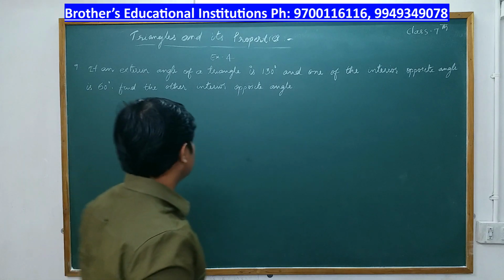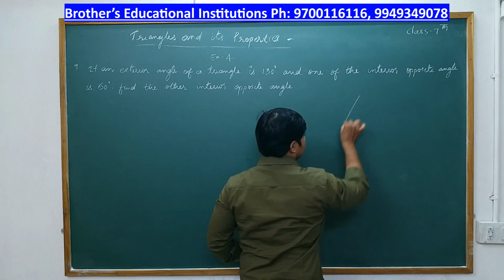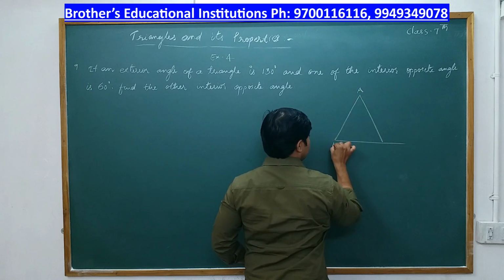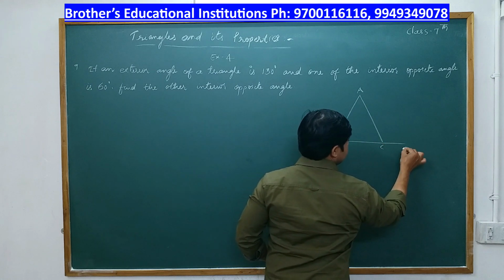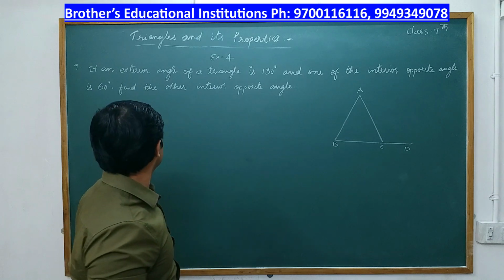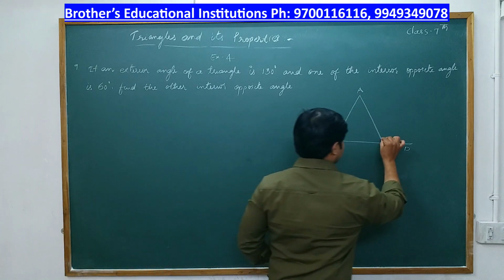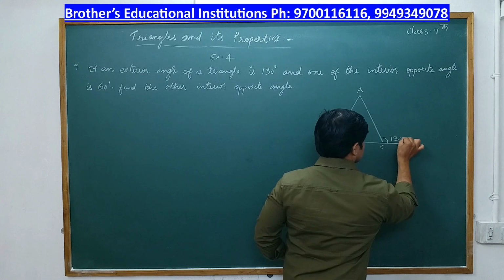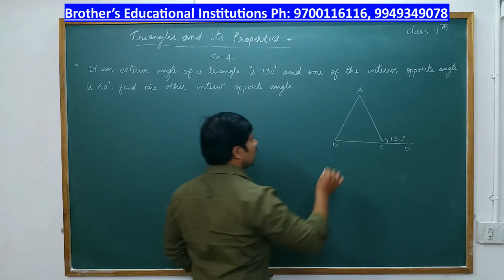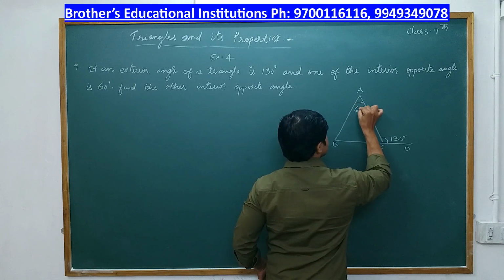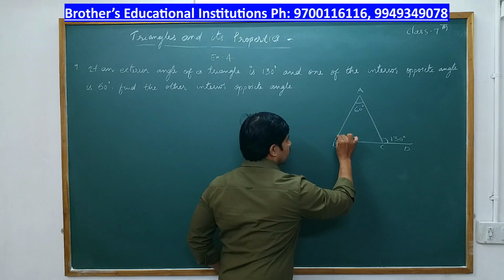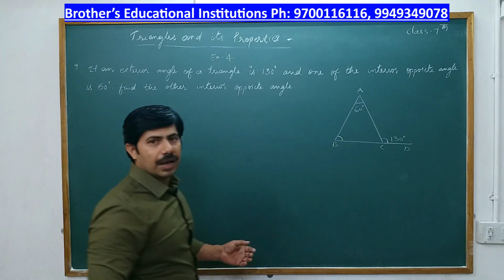Okay. So here we draw a triangle, represent it as ABC, and CD we extended. So angle ACD will be an exterior angle. The exterior angle of the triangle is 130 degrees and one of its interior opposite angles is 60 degrees. We need to find the other interior opposite angle. So we have to find out angle B.